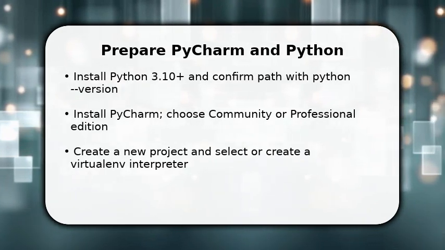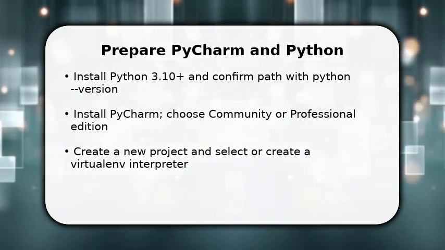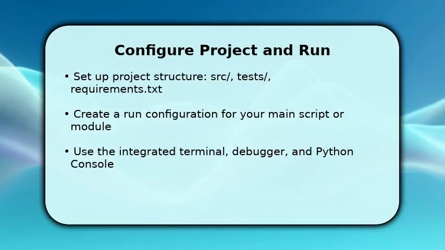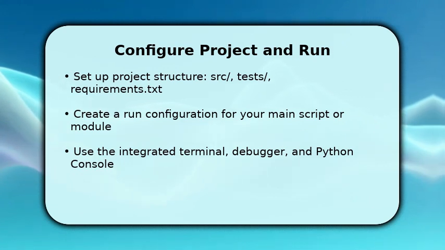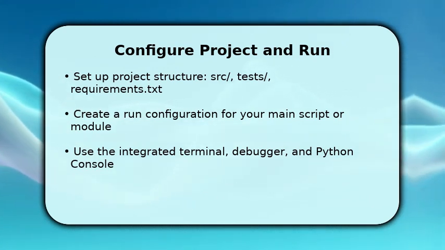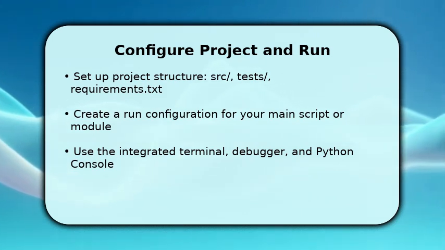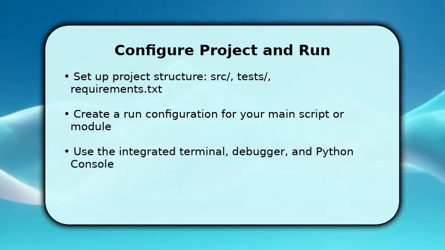You now organize files and configure execution. Create a src folder, add a main script, and put dependencies in requirements.txt so collaborators reproduce the environment. Then open Run Configurations, create a new Python configuration, point to your script or module, and set the working directory. This controls how PyCharm launches your code.